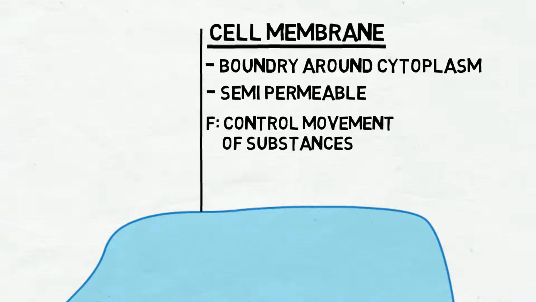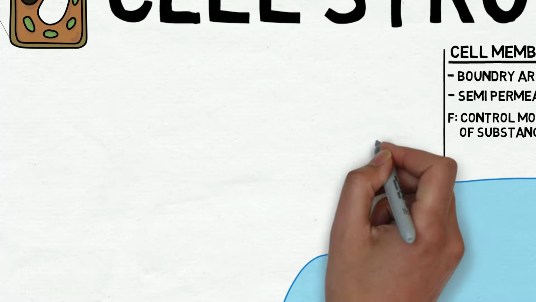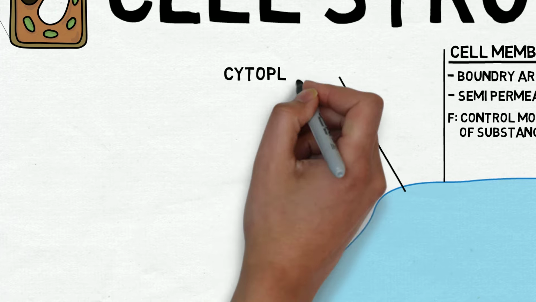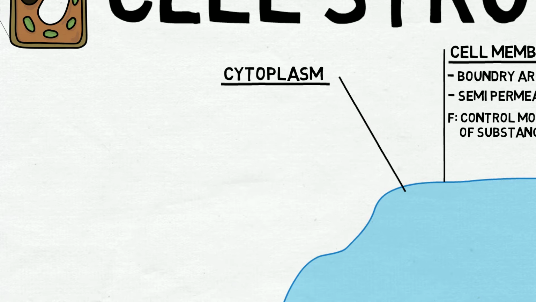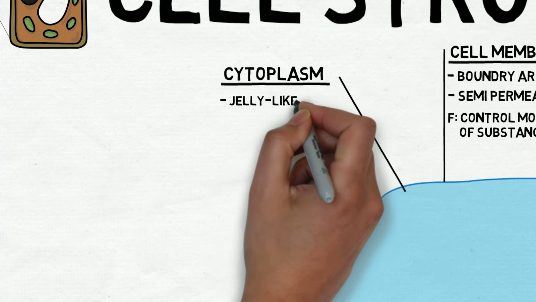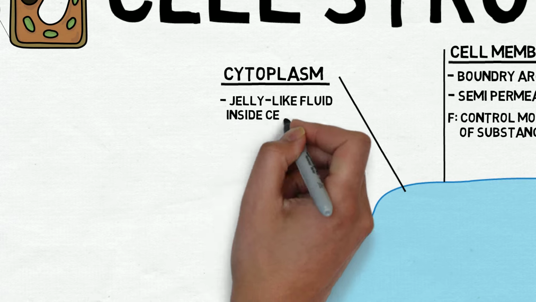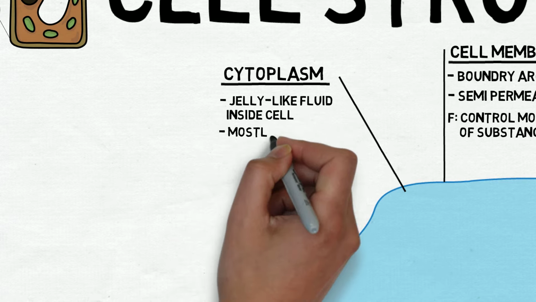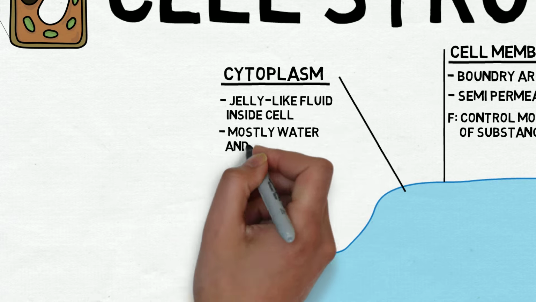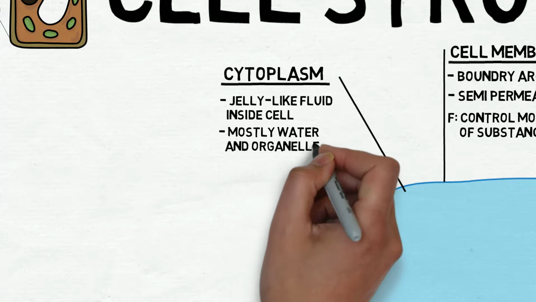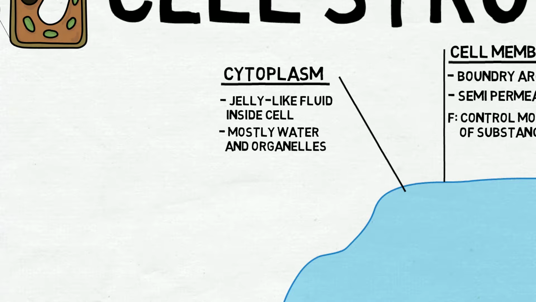Next, we take a look at the cytoplasm. The cytoplasm is the jelly-like colorless fluid inside of the cell, surrounded by the cell membrane. It contains mostly water and some dissolved substances like sugar and minerals, and also all the other organelles except for the nucleus. So everything inside of the cell membrane minus the nucleus is part of the cytoplasm.